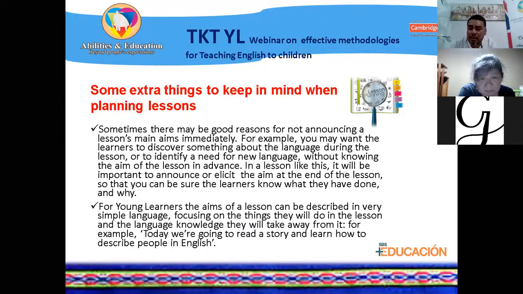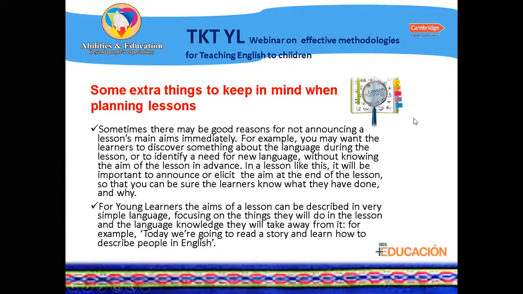the aims of a lesson can be described in very simple language, focusing on the things they will do in the lesson and the language knowledge they will take away from it. For example, you tell young learners, okay, children, today we are going to read a story and learn how to describe people in English. Is this clear? Are you following me? Yes. All right, good.